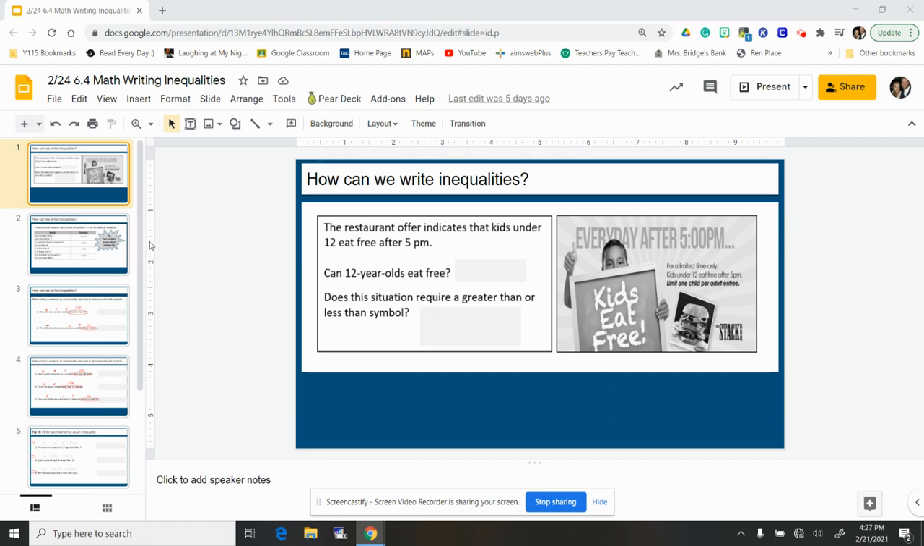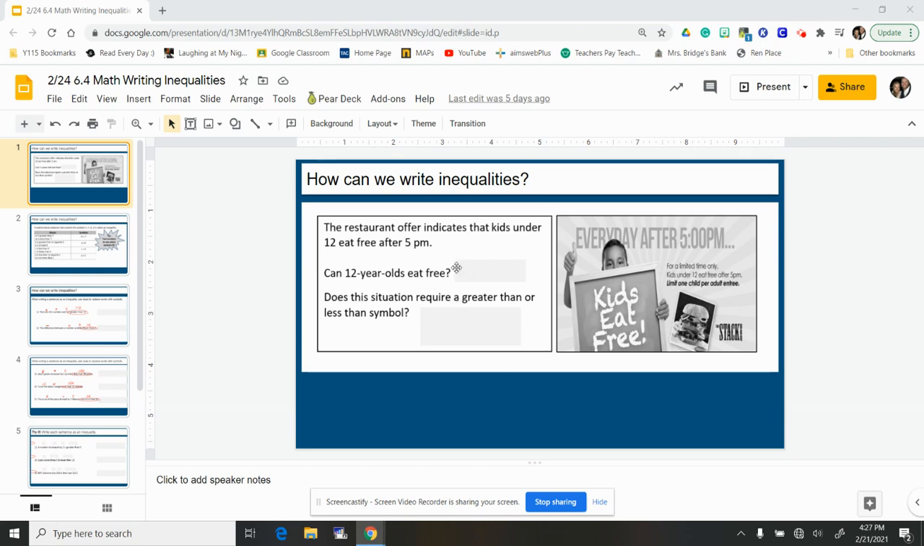So we've been talking about inequalities this week, and we're going to continue that today. Today we're going to really talk about how to write them, mostly coming from sentences, word problems, and phrases, and how we will take those keywords and figure out what inequality is being represented.